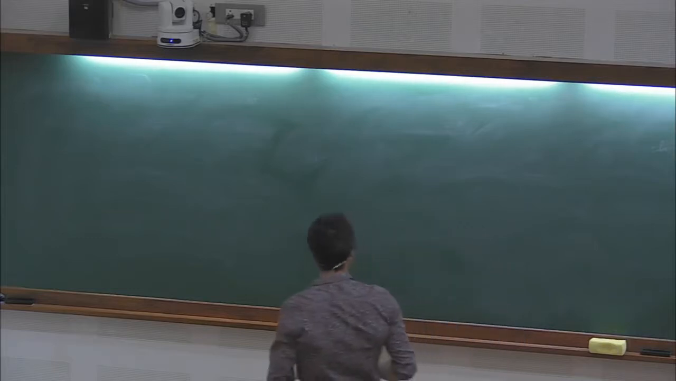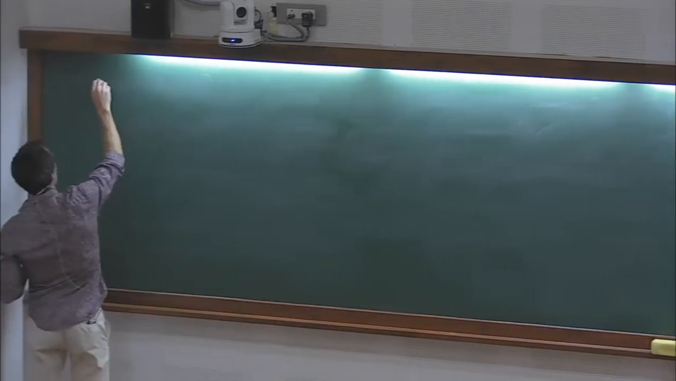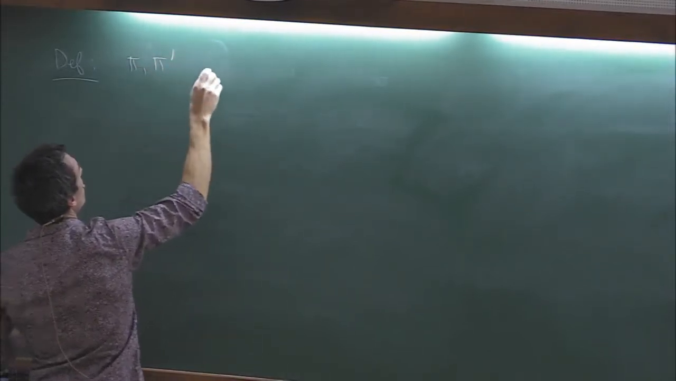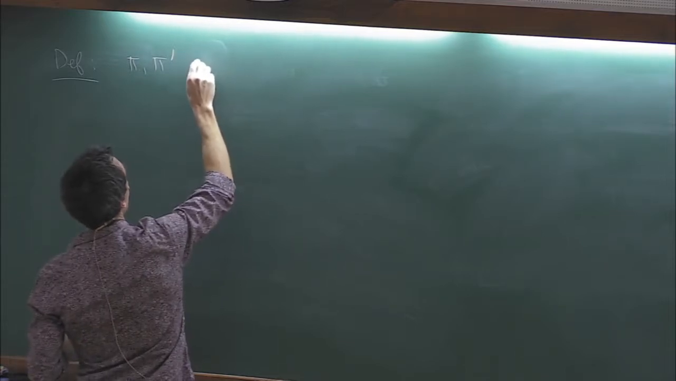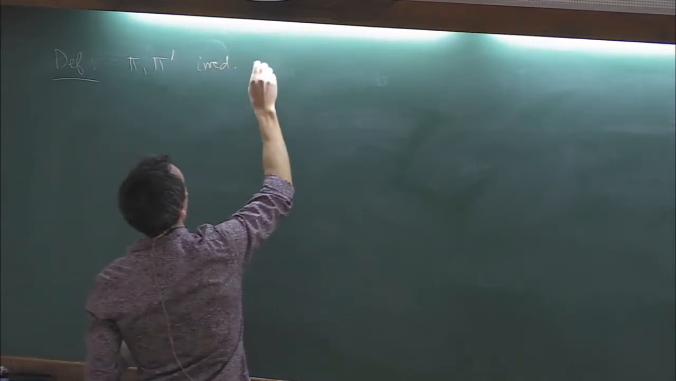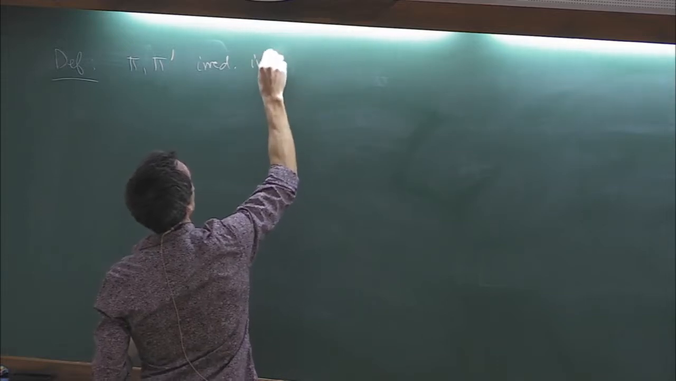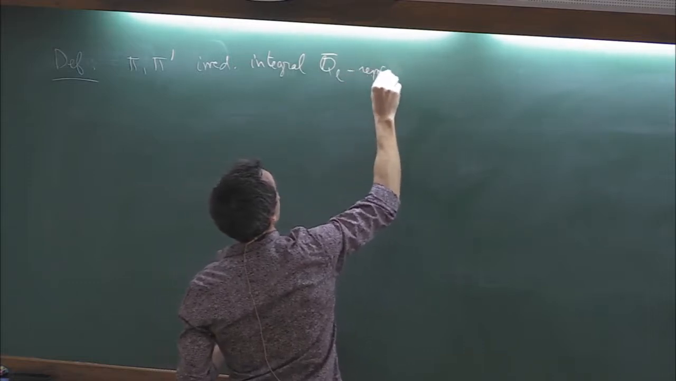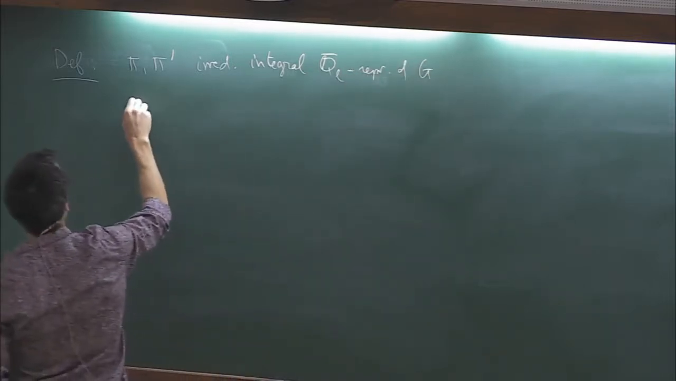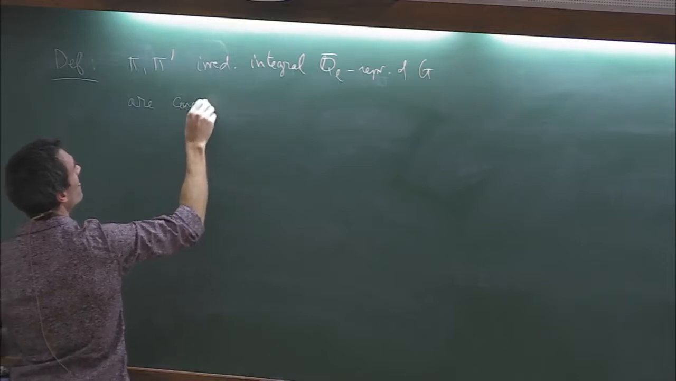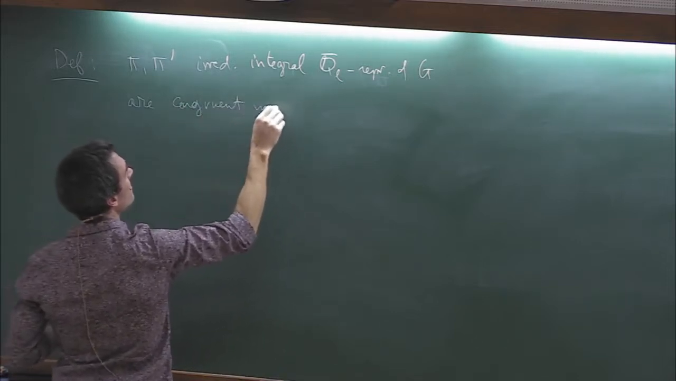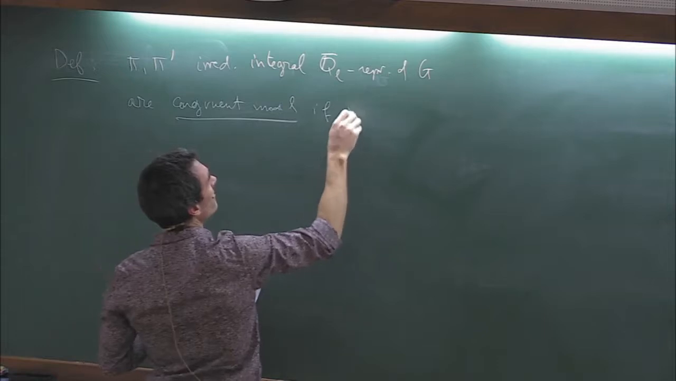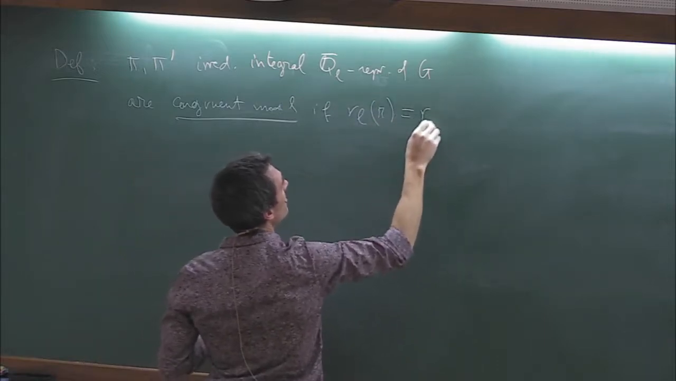Okay, so now we can give the following definition. Two irreducible integral Q_L bar representations, pi and pi prime, of G are said to be congruent mod L if they have the same reduction mod L.